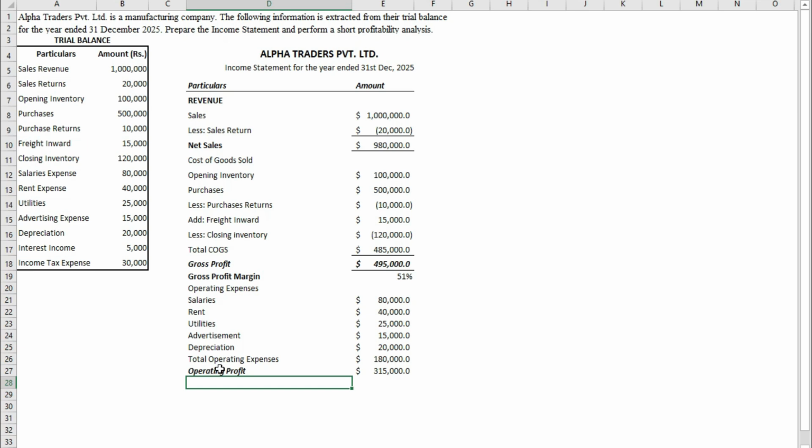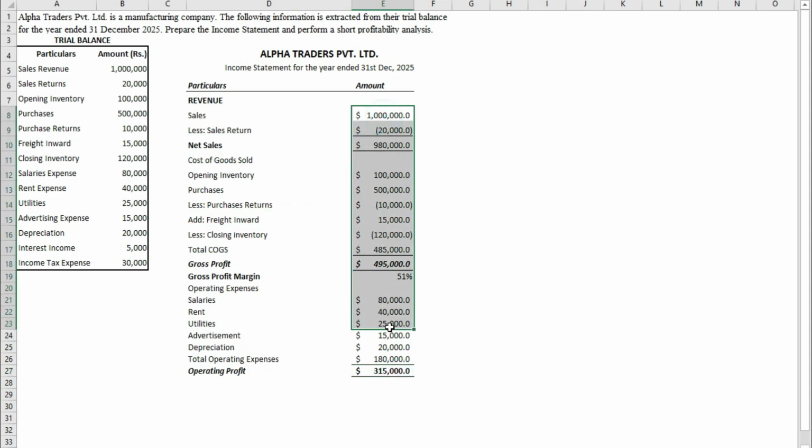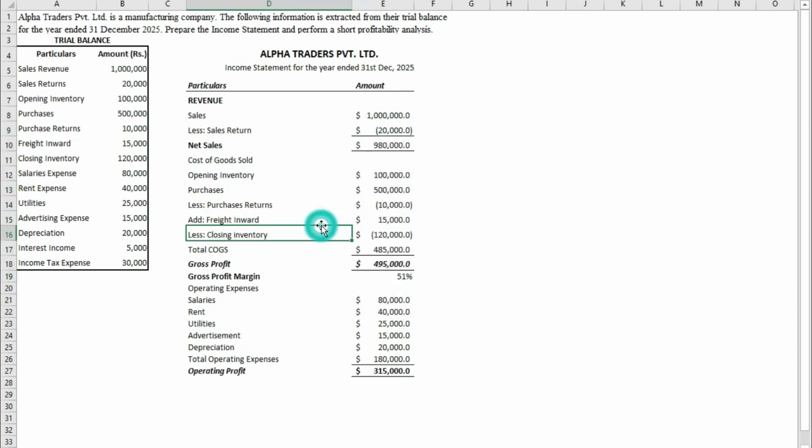3,15,000 is actually our total operating profit, and this reflects the efficiency of the company's core operation before considering any kind of other income or finance cost. This figure is actually watched by the analysts. It shows whether the main business model is truly profitable regardless of external income.